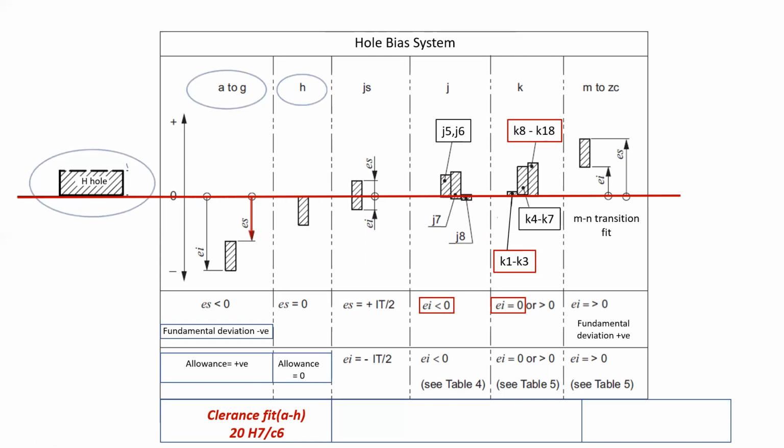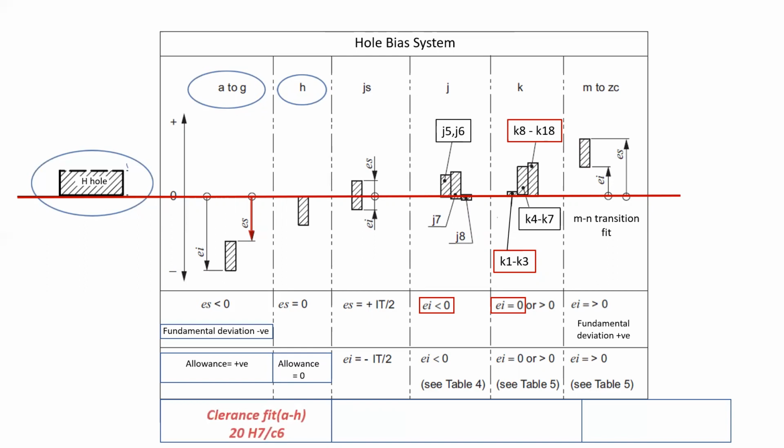Whereas if the H hole is mated with the h shaft, the minimum clearance will be equal to 0, but it will again result in a clearance fit. So the clearance fit will occur when the H hole is mated with a shaft designated from A to H. An example is 20H7/c6.